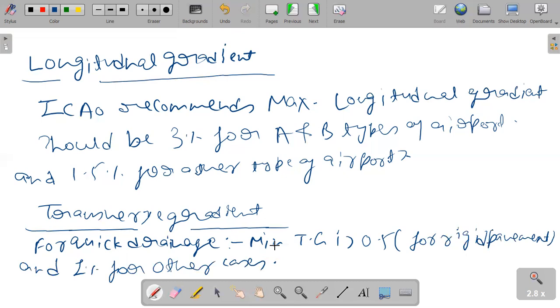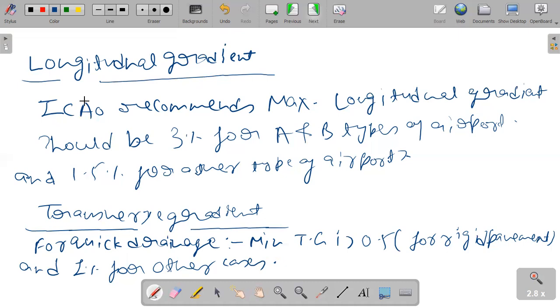Let's move on to another thing, that is the rate of change of longitudinal gradient. ICAO recommends 1% for 20-meter length of vertical curve for A and B type of airports and 3.33% for C, D and E types, so that is other types of airports.